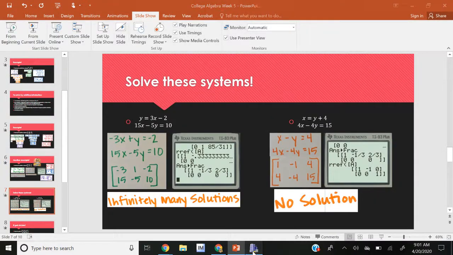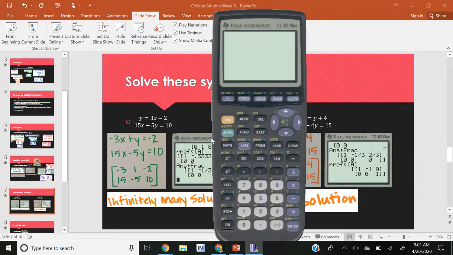So when I plug that in, clear that out, we're going to go back to matrix, over to edit. And so now I've got still a 2 by 3. And I'm going to go -3, 1, -2, 15, -5, 10. Grid out. I go to matrix. I go to math. I RREF, matrix A.